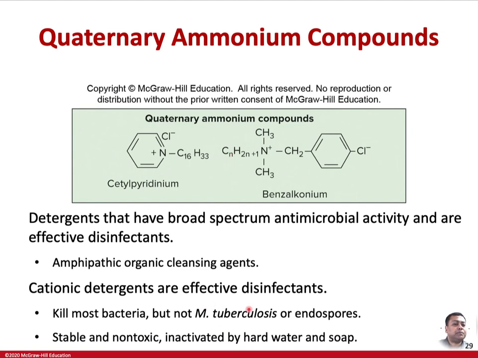On the other hand, think about that, Mycobacterium tuberculosis do have a very special type of material on its cell wall, which is known as mycolic acid, and these quaternary ammonium compounds of the detergents cannot penetrate that. Endospores are also extremely tough, and they cannot be killed by these.